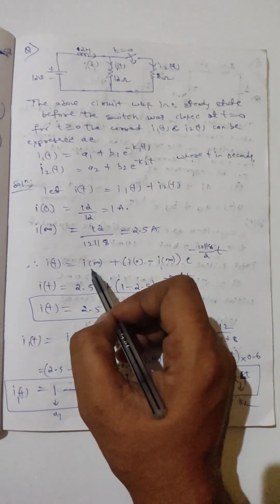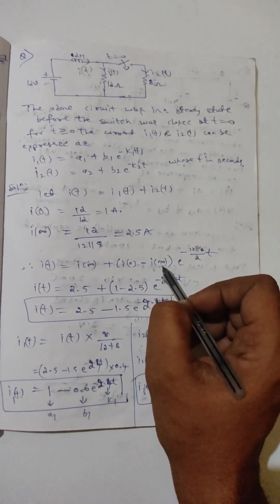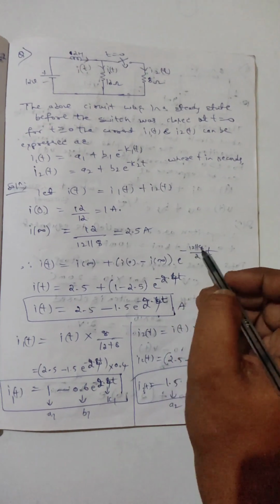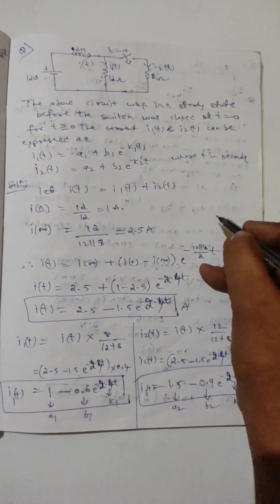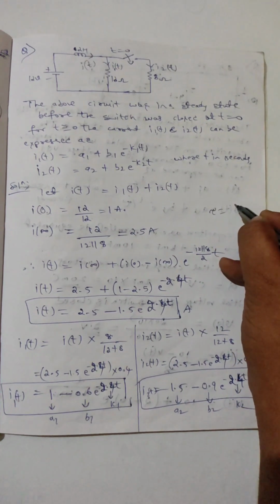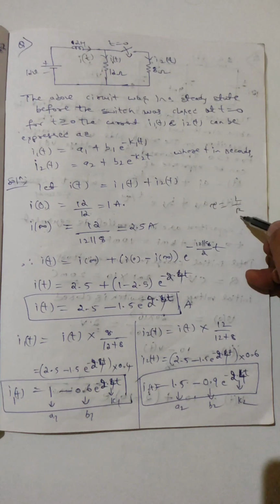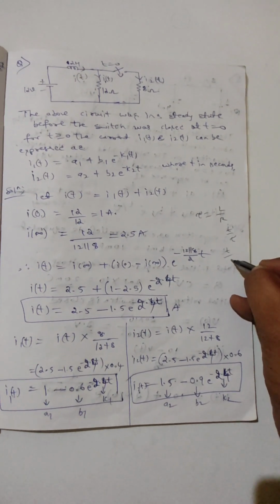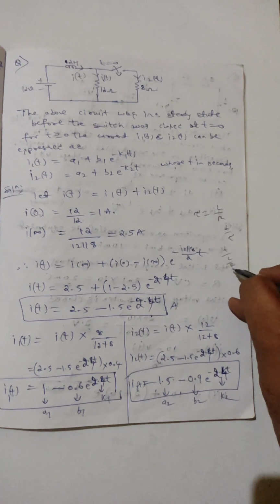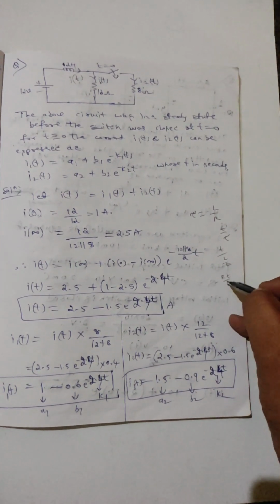the final value of current, that is I of infinity, plus open bracket I of 0 minus I of infinity, close bracket, e power minus t by tau. So what is tau in an RL circuit? Tau is L by R. So t by tau is what? It is R by L times t. So e power minus R by L t.